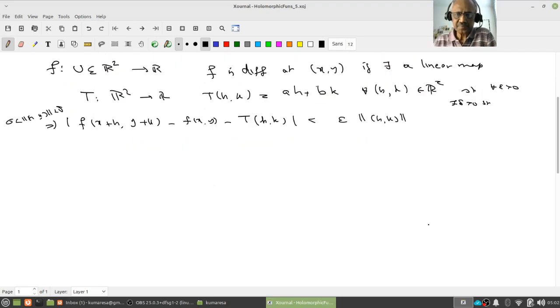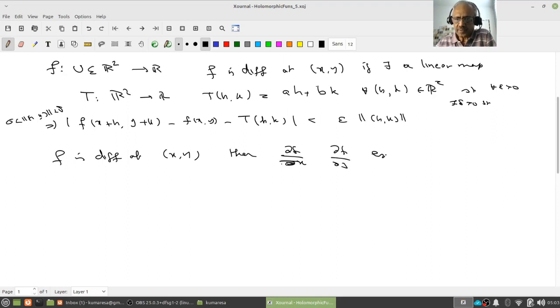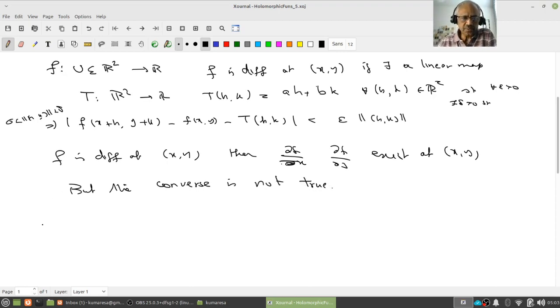This is the definition. In case you have not learned it, this is a nice place for you to learn it. And what is known is, if f is differentiable at (x, y), then the partial derivatives del f by del x, del f by del y exist at the point (x, y), but the converse is not true. So what we want to do is the following. We just want to put a lemma.